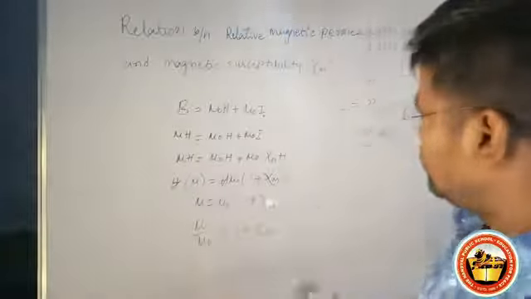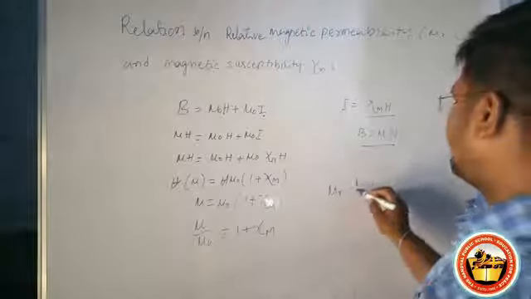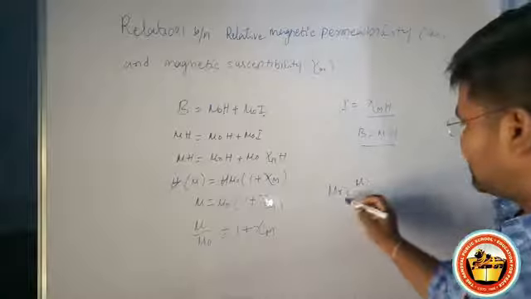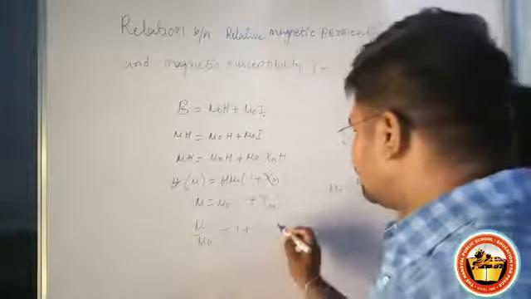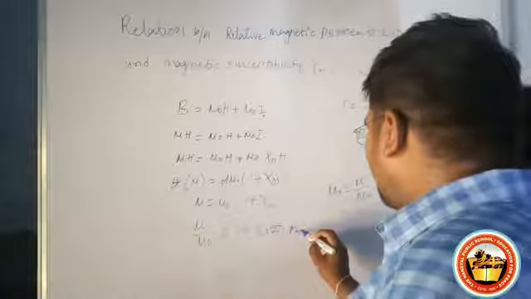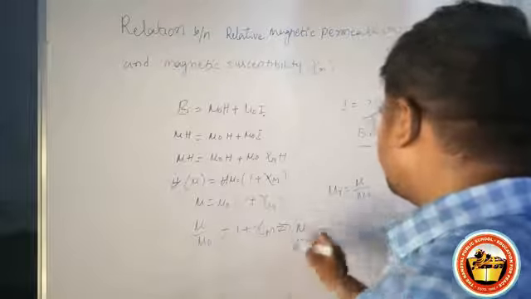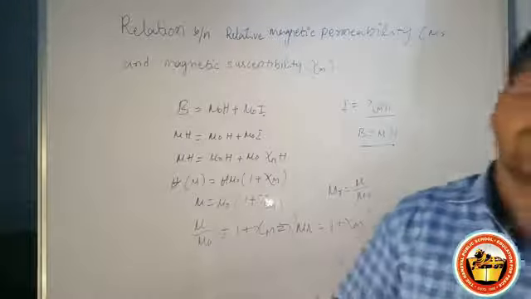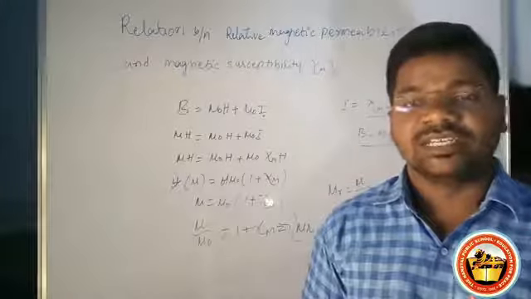So relative permeability we can write as mu by mu naught. The ratio of the permeability of the medium to the permeability of free space is called relative permeability. So this can be written as mu r is equal to 1 plus xi m. So this is the relation: relative permeability is equal to 1 plus magnetic susceptibility.